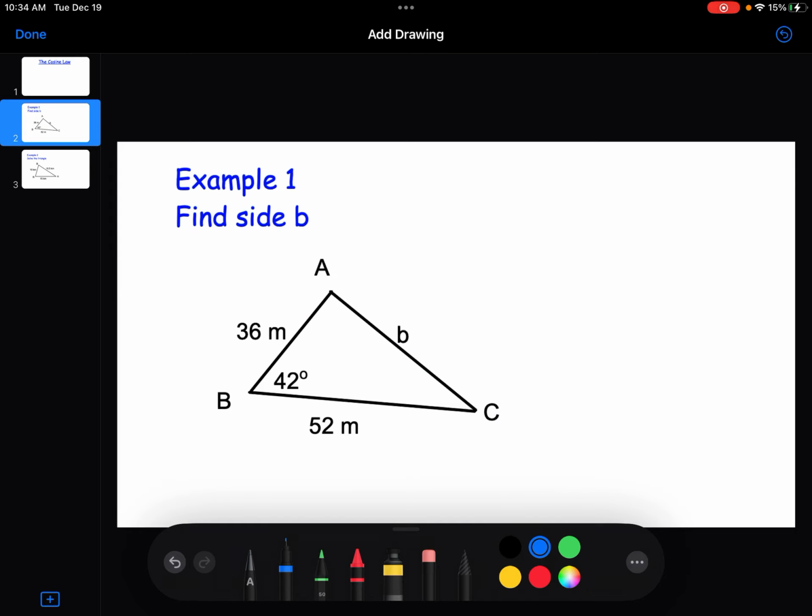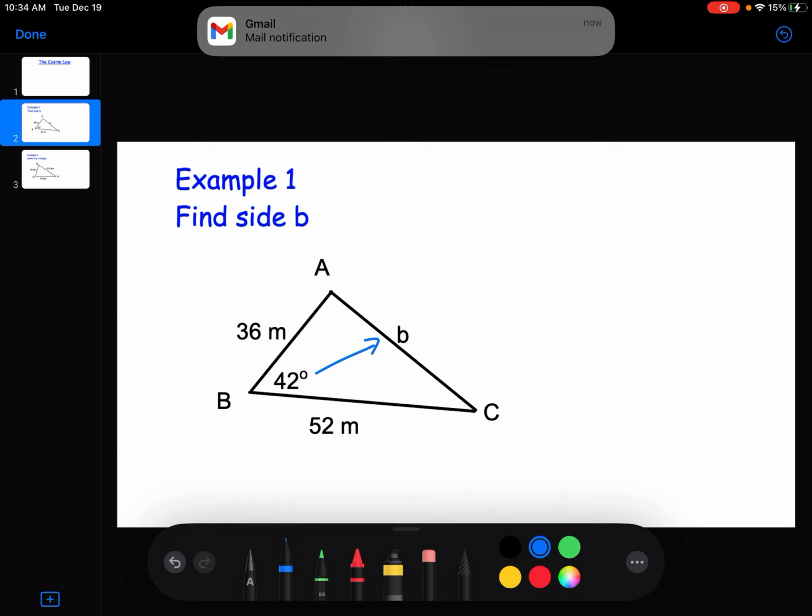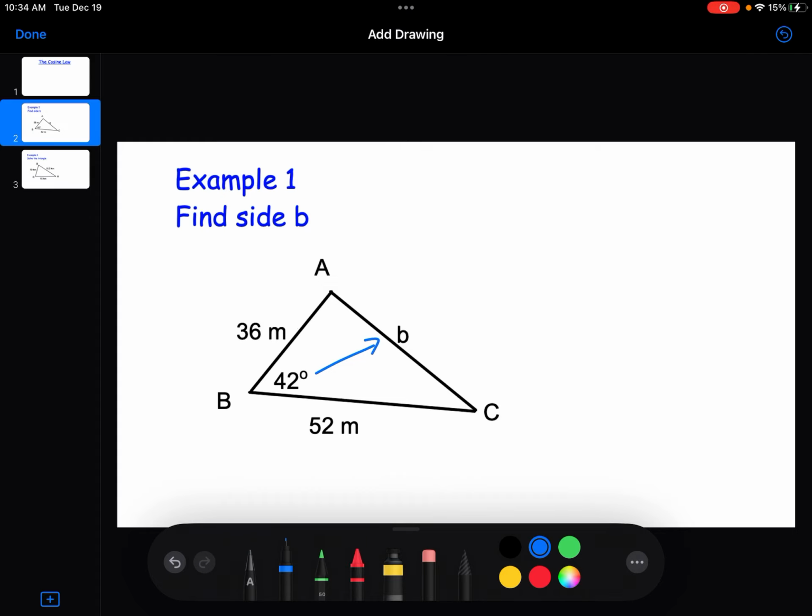The first one says just find side B. Well, this is nice. It's set up so that B is directly across from the angle. So this is exactly the cosine law. So we're going to use, in this case, B squared, because that's what we're solving for, equals A squared plus C squared, those are the other two variables, minus 2AC cos B, because that needs to match with that.